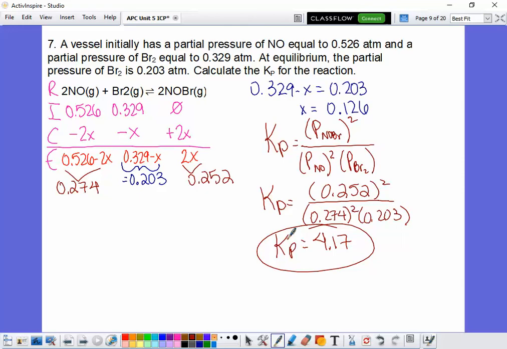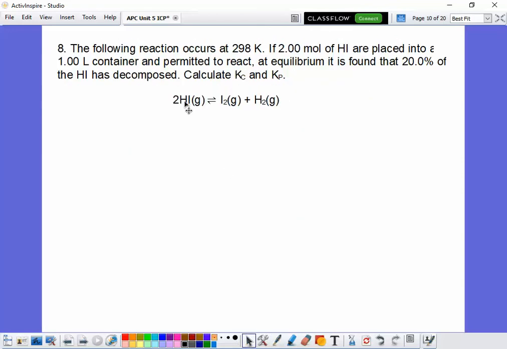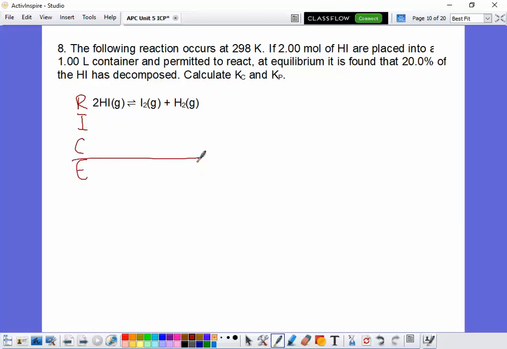All right, number 8. Why don't you guys do this one on your own? I'll get it started for you. All right, I got it started for you. Okay. Why don't you guys try this one on your own? Only go up to finding Kc. We'll talk about Kp. We'll review that together. But get to Kc. All right.